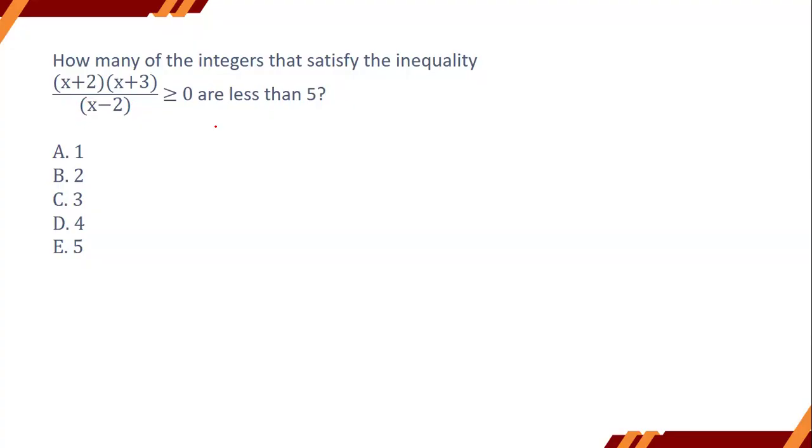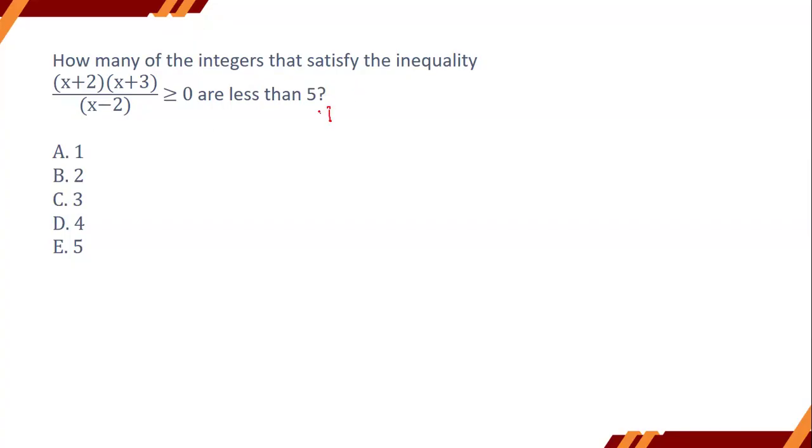Now, one thing which is very clear to us is that it is a rational expression. In the numerator, we have a quadratic, whereas in the denominator, we have only a linear expression. So we will deal with the numerator and denominator first independently.